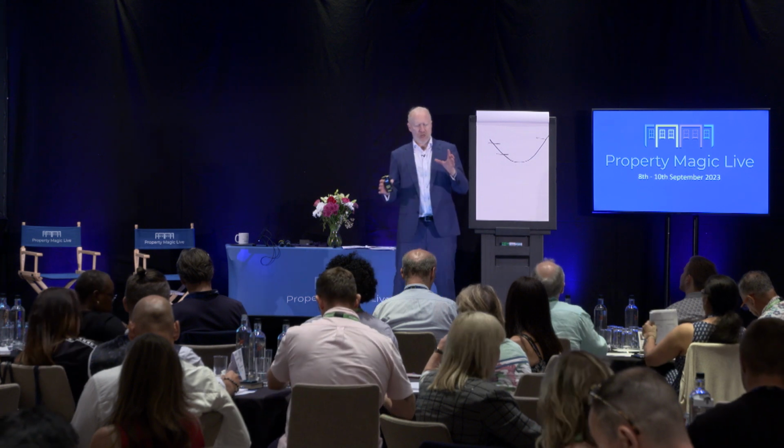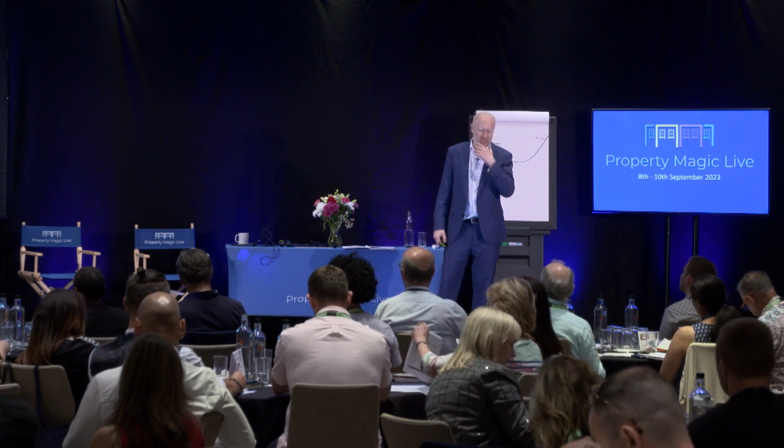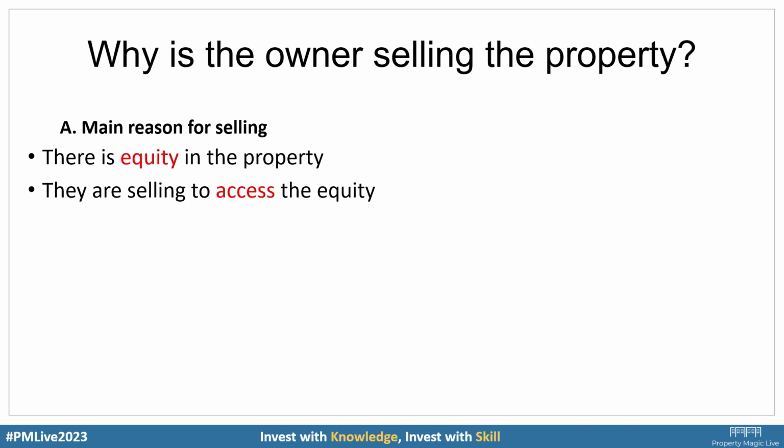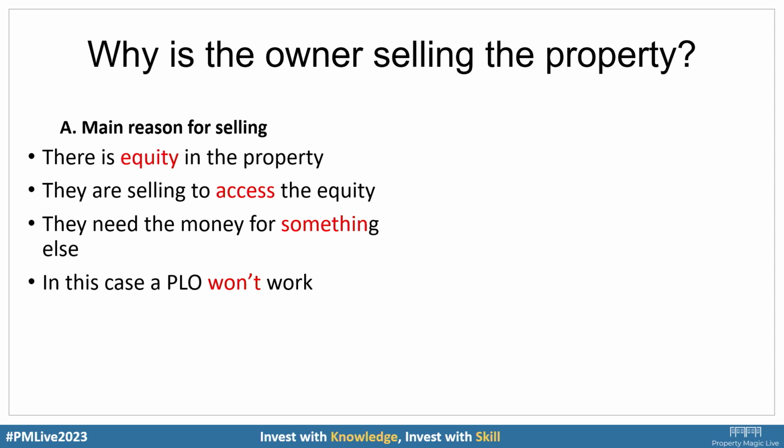So, and this is just for your workbooks, I've pretty much said this. Group A, people who have got equity in their property, they're probably looking to sell it, they want to access that, this is just to fill in the blanks in your workbook, but they need the money for something else. In that case, a purchase option is probably not going to work unless, like in the case of Dave, you're prepared to give them the equity they've got in the property, okay?